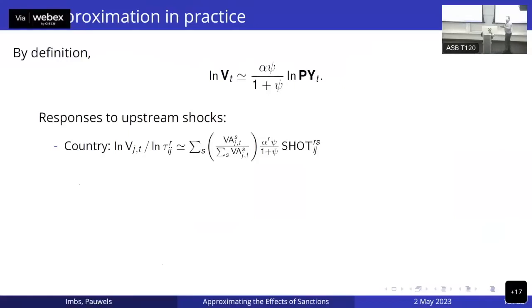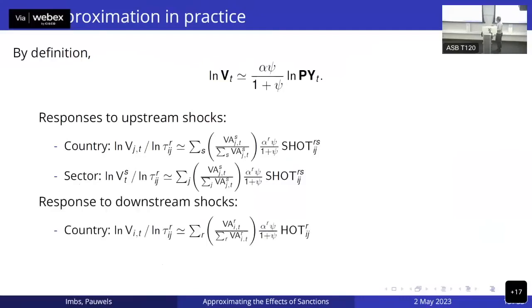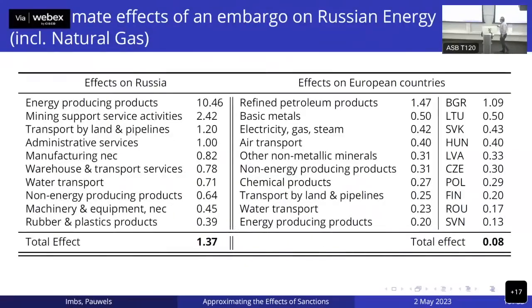In order to give you a number at country or sector level, we have to aggregate this up, or average this up. And we do this with value-added weights essentially. So we can do this at the country level and at the sector level for SHOT, which is the upstream measure. And then for the downstream measure, we can do this with HOT. Okay.